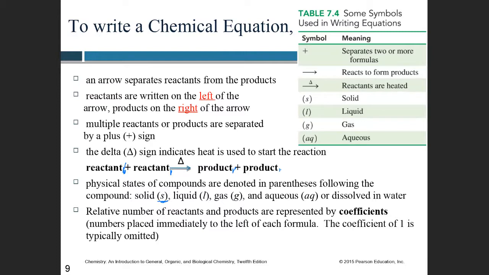The lowercase l represents the liquid. Lowercase g represents the gas. AQ between brackets means that it is an aqueous solution, and that means this substance is dissolved in water. So we have four symbols which represent the physical state of the compound, whether it is a reactant or product.